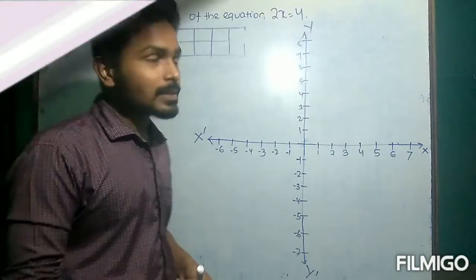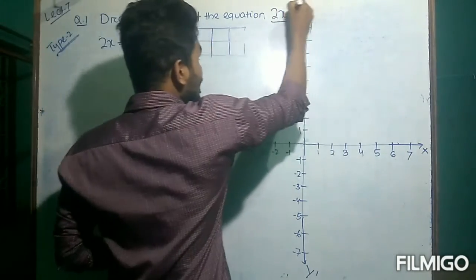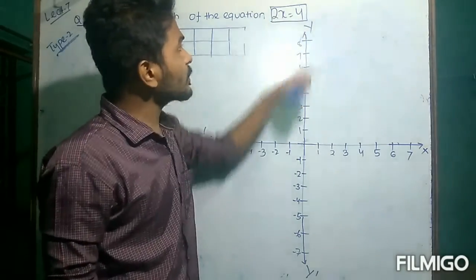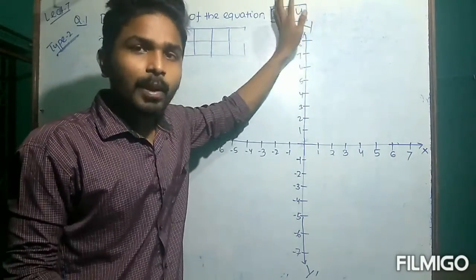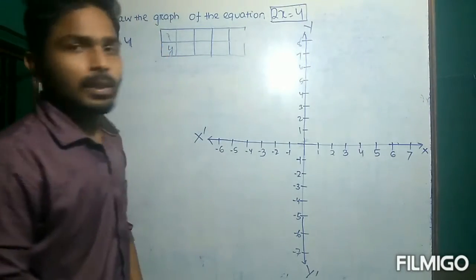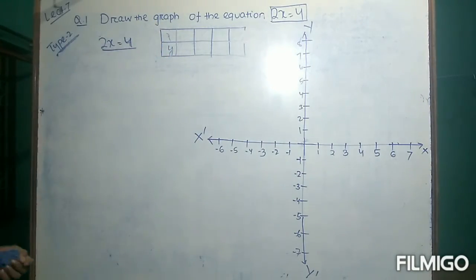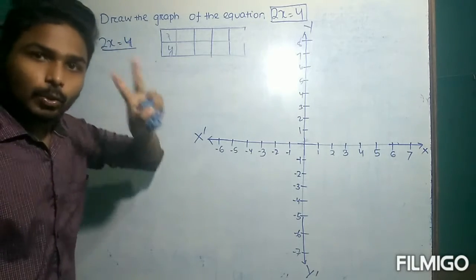Understood? Let us do one more question where the variable y is missing. Since it is a linear equation which contains only one variable, that is x. In this equation, variable y is missing, and we are going to draw the graphical form for this linear equation. So let's start. Here the variable y is missing, so we first have to convert this equation into a linear equation in two variables.